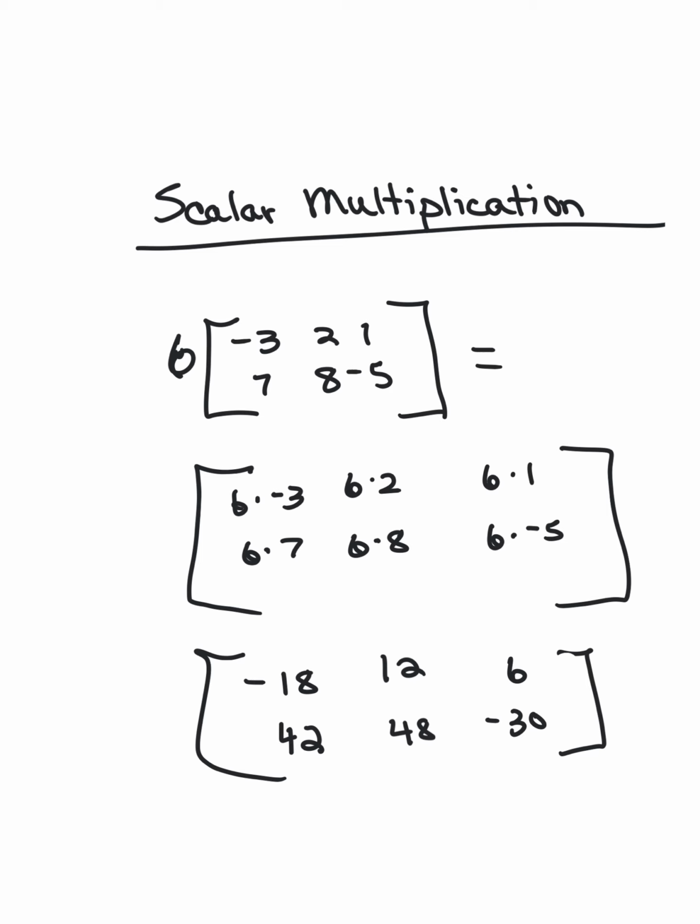So scalar multiplication is just basically the distributive property. If you have a number times a matrix, then you're going to multiply each number inside the matrix by that number. So in this case, I'm multiplying 6 times -3, 6 times 2, 6 times 1, 6 times 7, 6 times 8, and 6 times -5. To simplify, that gives me the matrix -18, 12, 6, and 42, 48, -30.